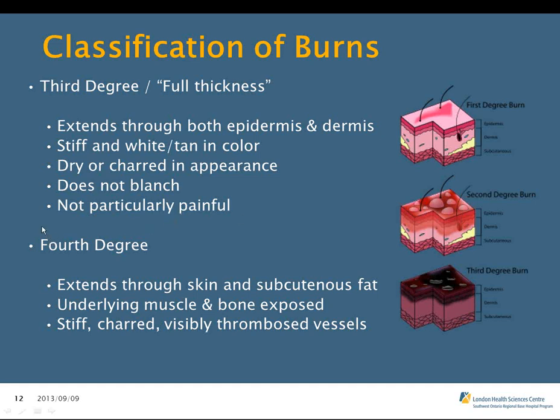And then the last category, which we don't really discuss very often, is a fourth degree burn. This is the type of burn that has extended through all of the skin and subcutaneous fat. When you see this type of burn, you will see underlying muscle and potentially bone just exposed there. The skin is going to be stiff, it's going to be very charred, and there are going to be very visibly thrombosed and clotted off vessels.